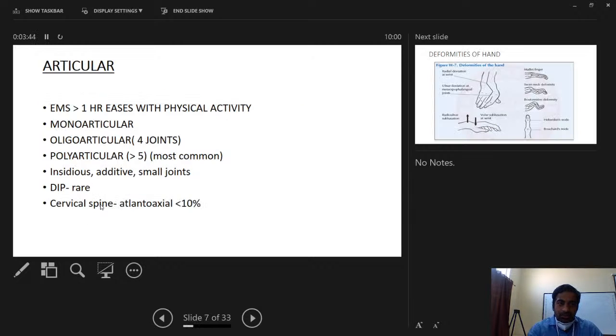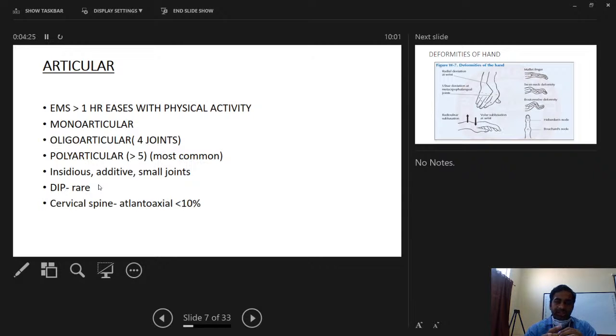Mainly the presentation is early morning stiffness for more than 1 hour. The patient will come to the OPD saying, I feel tightness in the early morning, my hands are very tight and I'm not able to work, but if I do some activity I'll be fine. That is the most common presentation: early morning stiffness greater than 1 hour, which eases with physical activity. It can be monoarticular, oligoarticular, which is up to 4 joints, or if more than 5, polyarticular. Most commonly it is polyarticular.